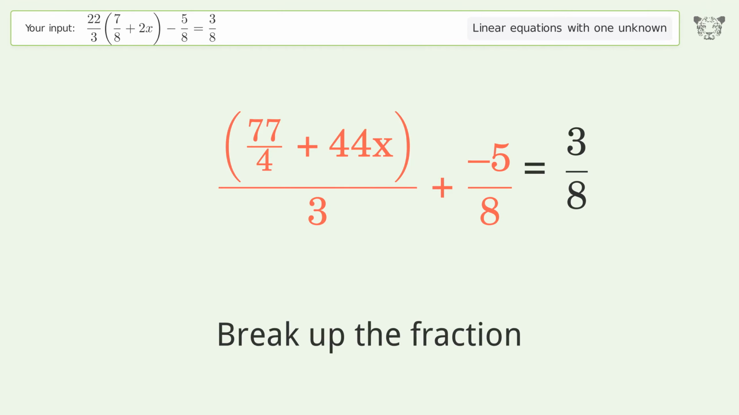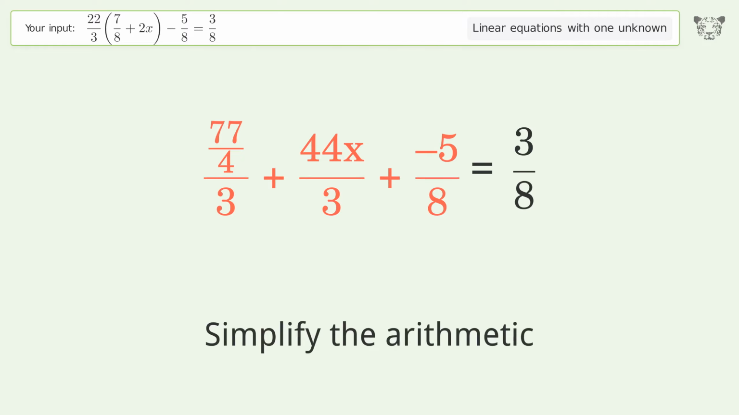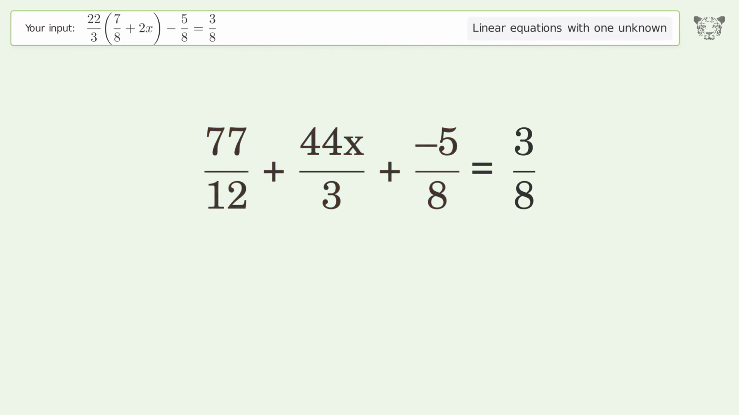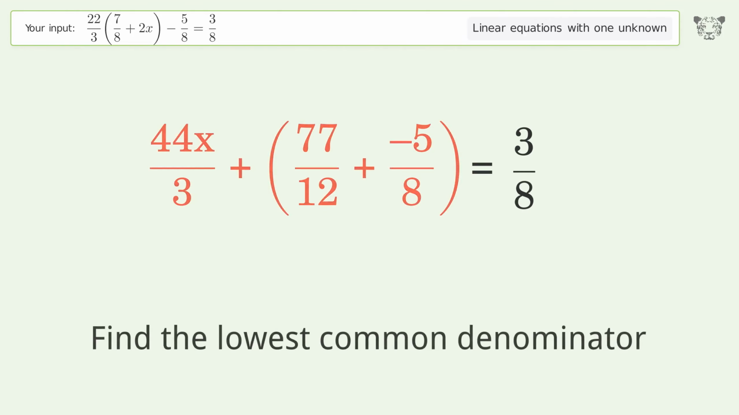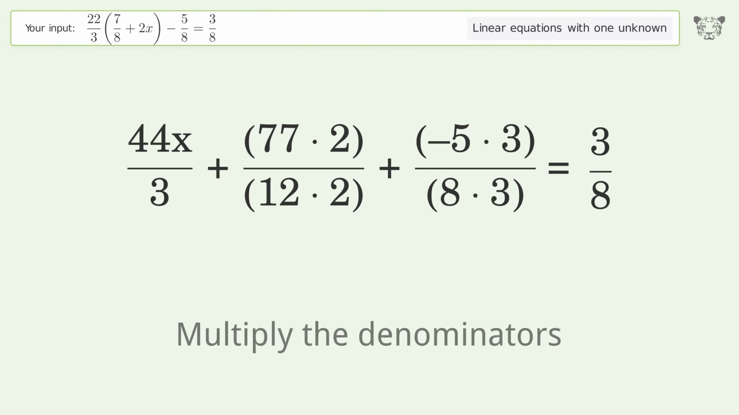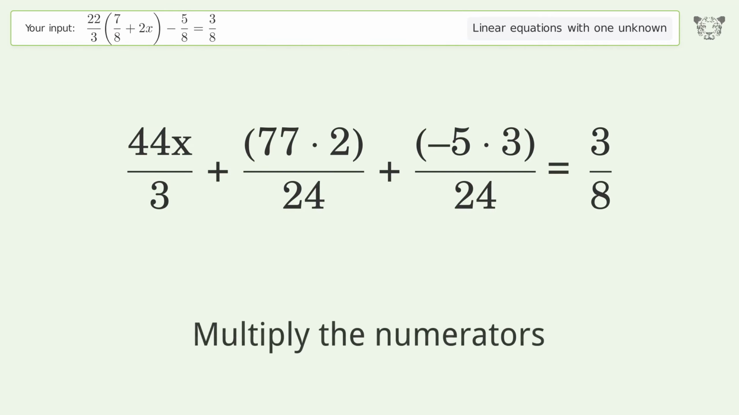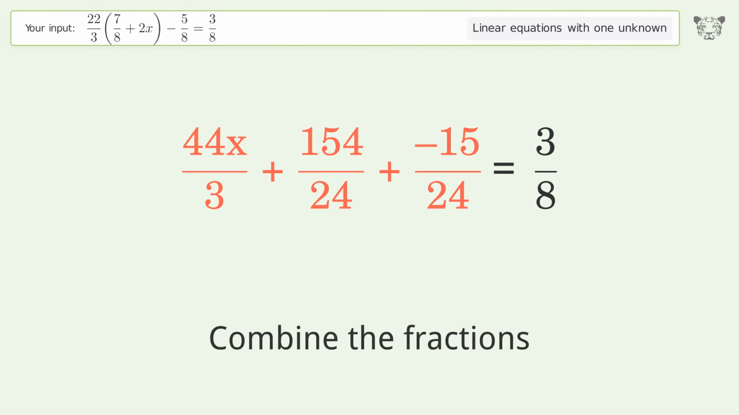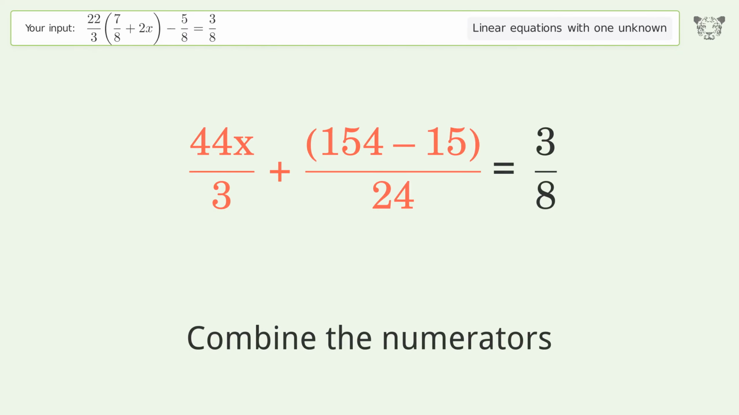Break up the fraction. Simplify the arithmetic. Group like terms. Find the lowest common denominator. Multiply the denominators. Multiply the numerators. Combine the fractions. Combine the numerators.